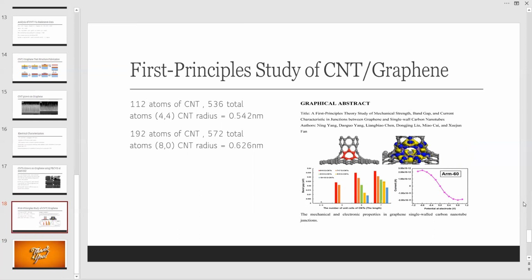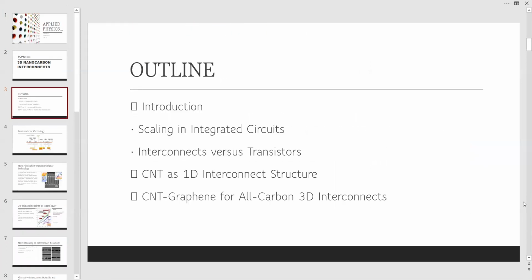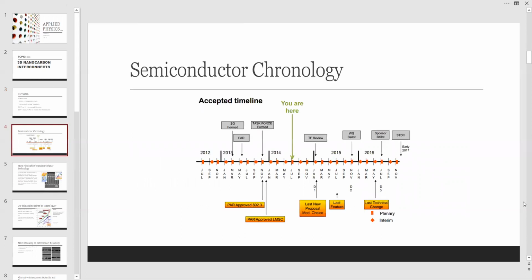In this, we have seen all of this: 3D interconnects, CNT as 1D interconnect structure, and all carbon 3D interconnects.